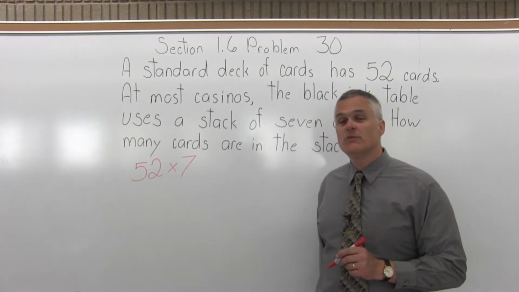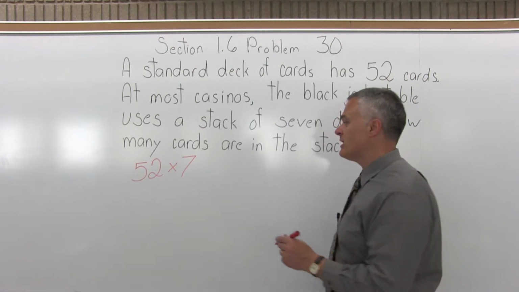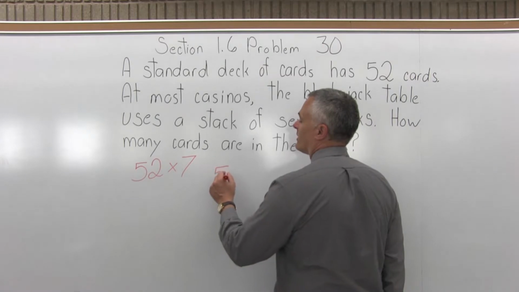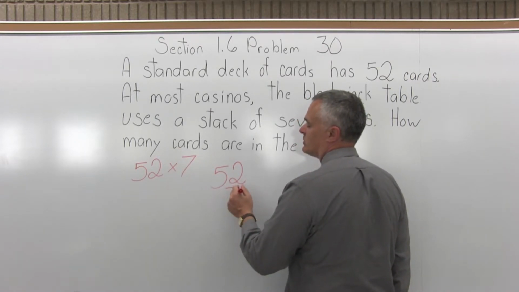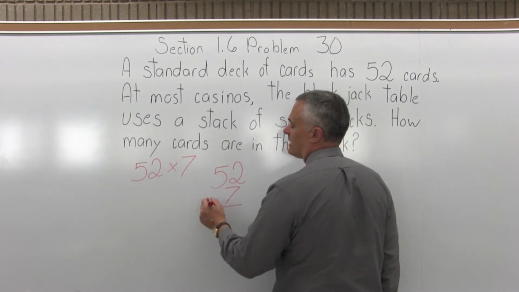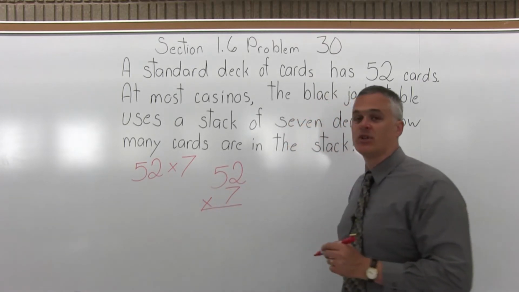Now, this is a little bit too big for me to multiply in its horizontal format, so I'll write it vertically, and I feel that makes it a little bit easier, unless you have a calculator or you're super good at multiplying. So I'll write 52 on the top, then times 7 underneath.